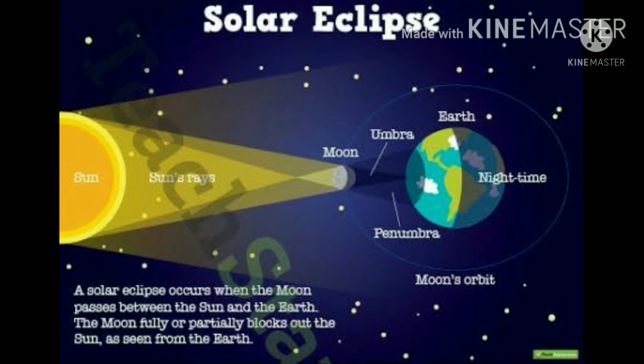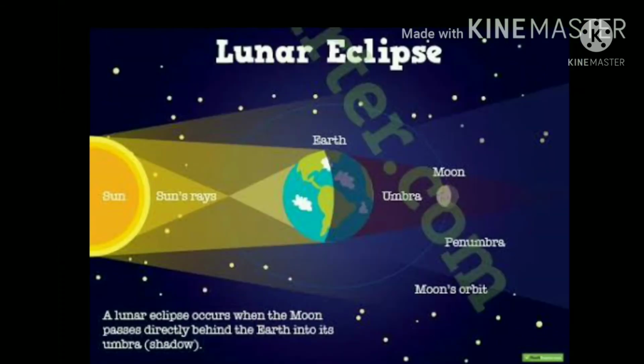Okay, are you clear? See the picture, you can understand. Okay, now here see the moon in the center. The shadow of the moon falls on the earth, some portion of the earth. This is called solar eclipse. Then what is lunar eclipse?